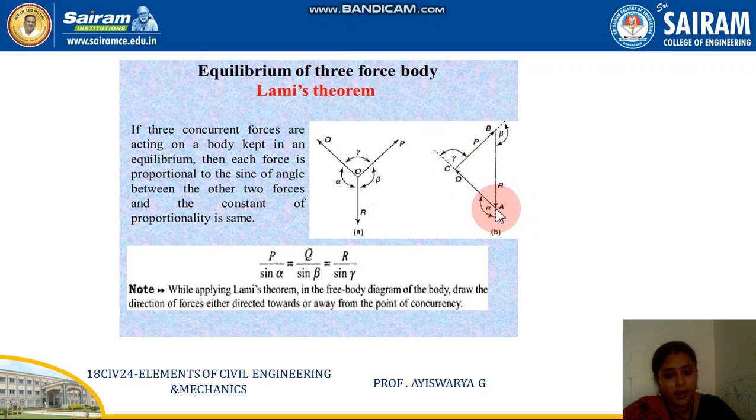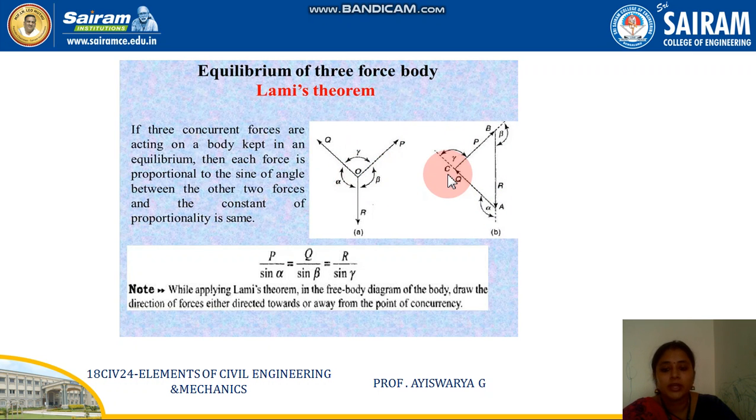And you can see alpha from the y axis to this Q force having the angle of alpha, and this R force with the basement makes beta, and P force makes gamma, right? So make the triangle with respect to the three forces which we have already seen.